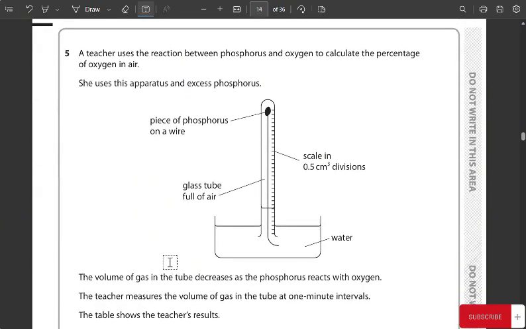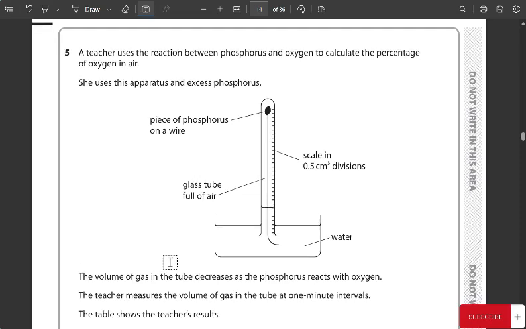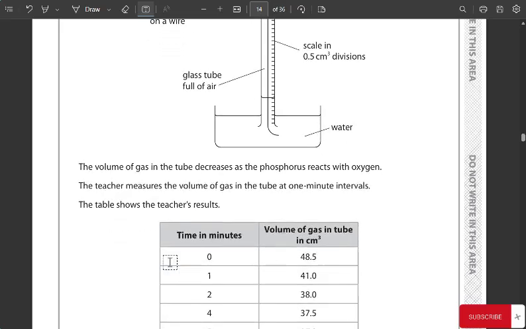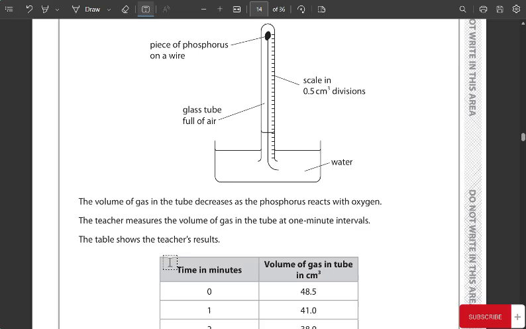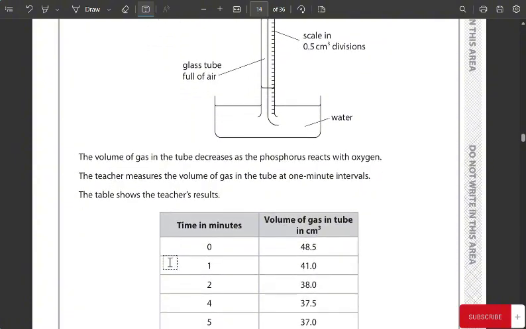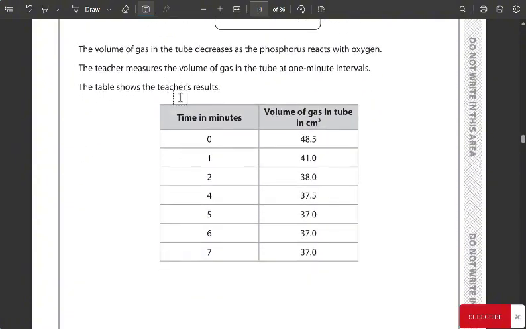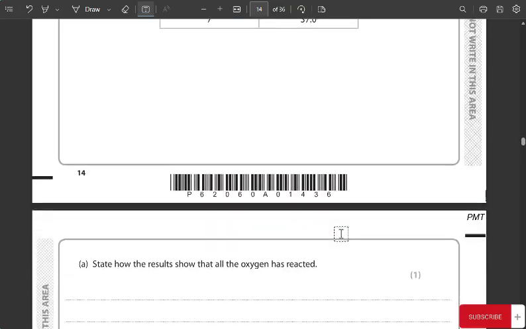And the fifth one, a teacher used the reaction between phosphorus and oxygen to calculate the percentage of oxygen in the air. She used this apparatus and excess phosphorus. The volume of gas in the tube decreases as the phosphorus reacts with the oxygen. The teacher measures the volume of gas in the tube at 1-minute intervals. The table shows the teacher's results. Okay, these are the results.